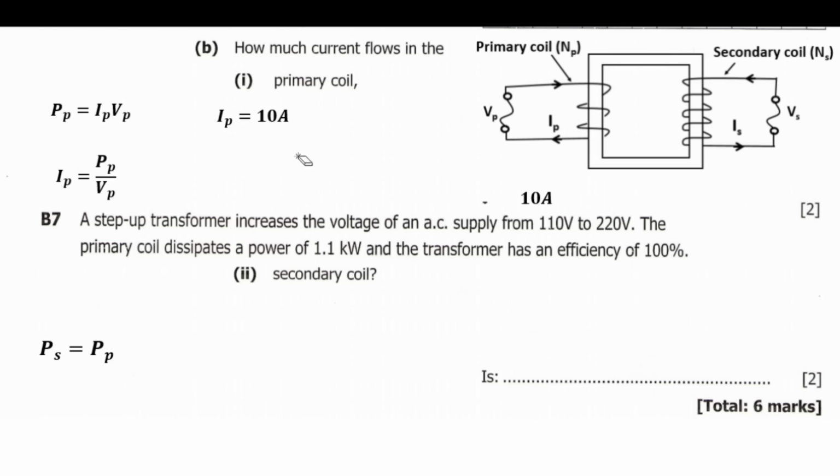Then since the question says how much current flows in the secondary coil, you need to know the formula for finding power in the secondary coil. So power in the secondary coil is given by current in the secondary coil times voltage in the secondary coil. And this is the current they need.